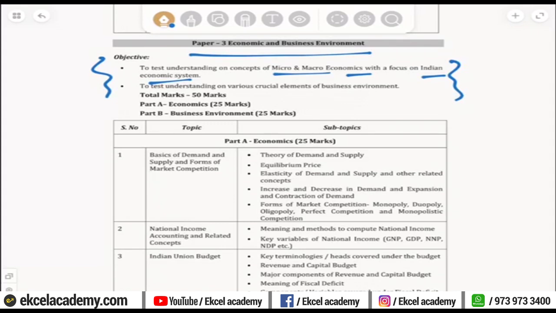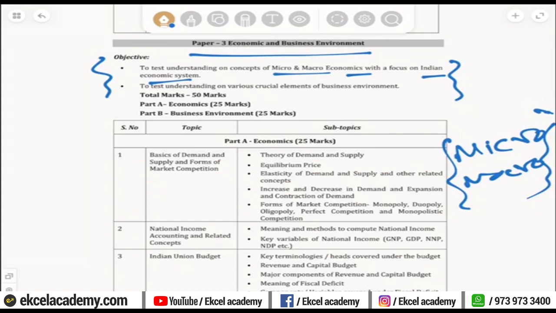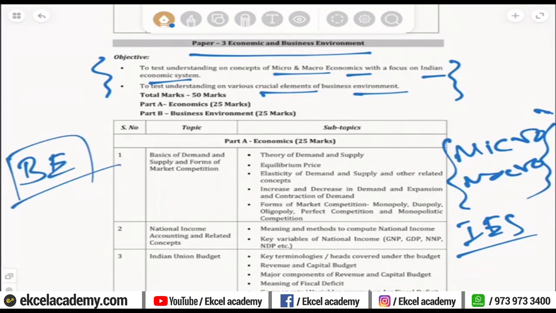So in the first part, we will focus on microeconomics as well as the macroeconomics. We know they are the two important components of economics, and the focus is on the Indian economic system. And the second objective of this paper is to understand various crucial elements of business environment. So business environment is something which we would have got introduced to in class 12. So here we go a little deeper and we will have a little more understanding on this subject. Now, as informed earlier, this paper is for 50 marks. And you can expect 25 marks questions from economics, and the remaining 25 marks questions will appear from business environment.